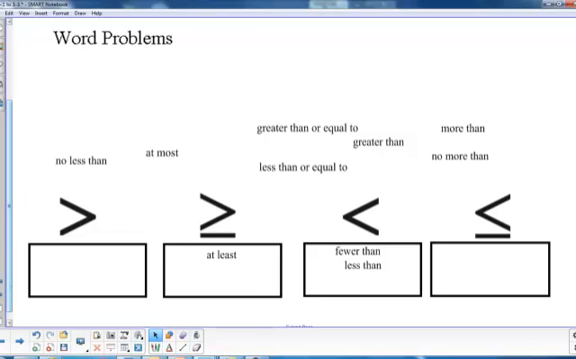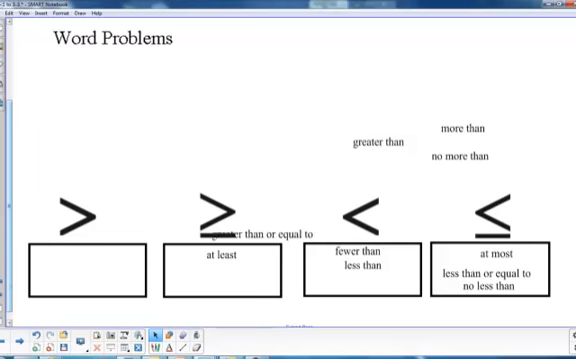At most means if I have at most $10, I could have $10 and I could have less. Less than or equal to is what that one is. No less than. If I have no less than $10, that means I could have $10 and I could have more than $10. Greater than or equal to. Hold on, this one I just put in the wrong place. No less than 10. I could have 10 and I could have more.